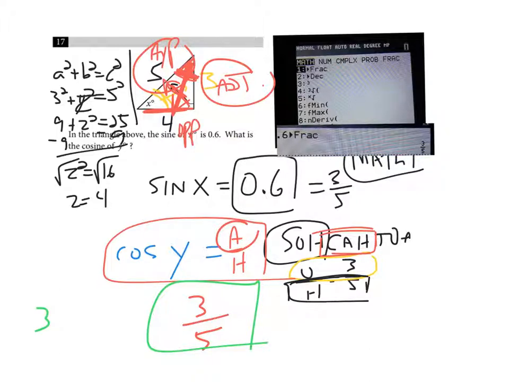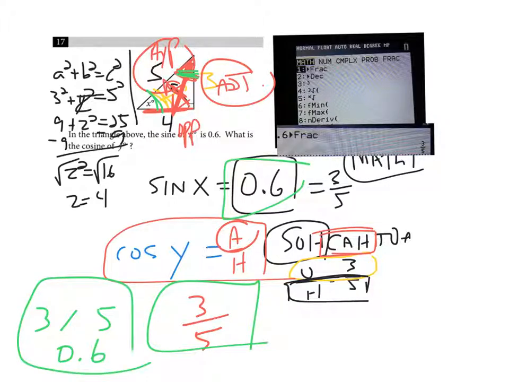So this is a good question. You can enter in 3 fraction 5, or you can convert that back to a decimal, which is also 0.6. Here the sine of x equals the cosine of y, because again, those are cofunctions. But here, our answer is either 3/5 or 0.6.